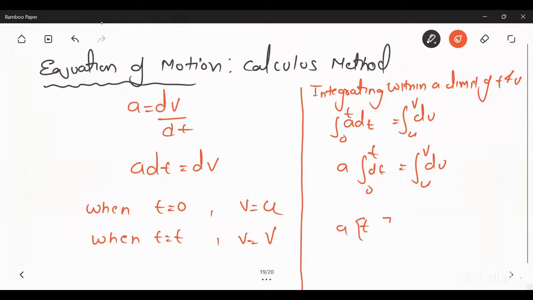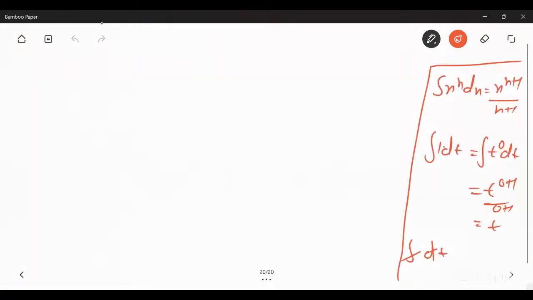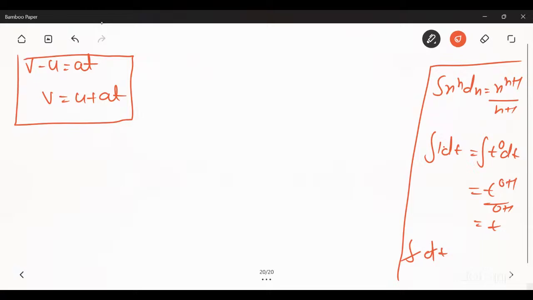So a integrated from 0 to t, and dv is v from u to v. So a, put the upper limit t minus 0, and here put the limits v minus u. So v minus u is equal to at. v minus u is equal to at will be the first equation of motion. v is equal to u plus at. Okay, that was your first equation of motion.